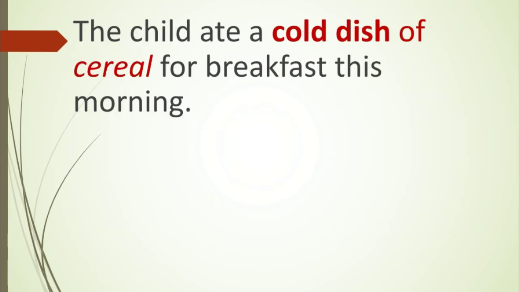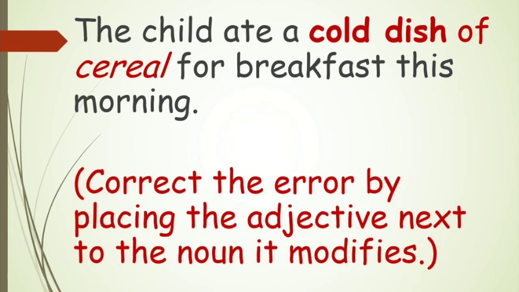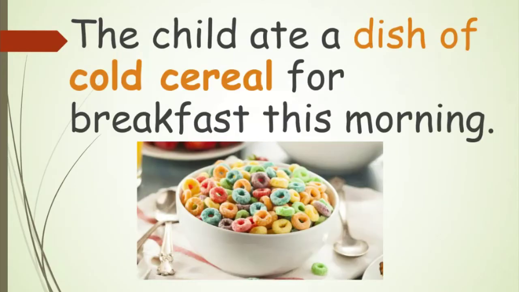Next, the child ate a cold dish of cereal for breakfast this morning. The adjective in this sentence is the word cold. So, do you think the cold is modifying the noun dish, which is a container of food, or the cereal? So, the best thing to do is to correct the error by placing the adjective next to the noun it modifies. So, the correct sentence will be, the child ate a dish of cold cereal for breakfast this morning. Now, it is the cereal that is cold and not the dish.